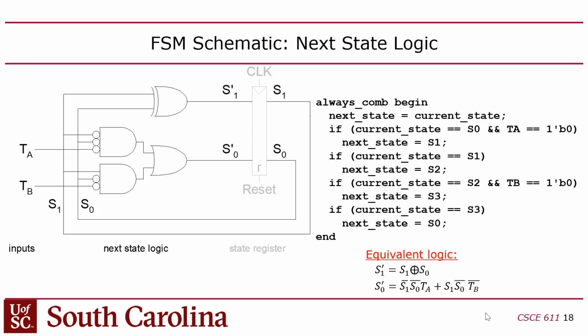Because if that traffic sensor is glitchy, then the next state may change multiple times inside of the clock cycle, but it only matters at the end of the clock cycle when I bring my next state into my current state, right? Okay. All right, so that's the next state logic.